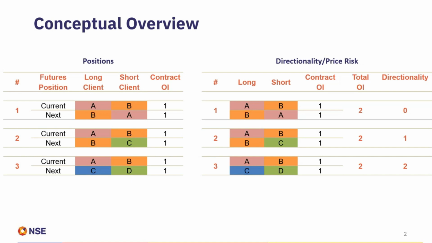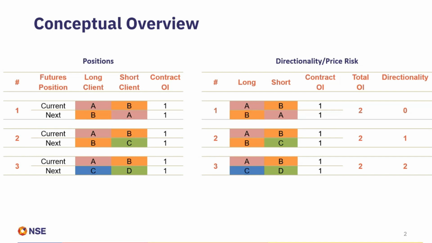So the way we disseminate open interest today, the position in each contract is one. So the contract open interest in each of these contracts in all the three scenarios is one. And therefore, if we look at the total, so this can be a stock or an index, but if we look at the total open interest for this underlying, it will be 2 for all the three cases. So regardless of whether the positions are at scenario 1 or 2 or 3, the open interest that we will publish will be equal to 2 always.